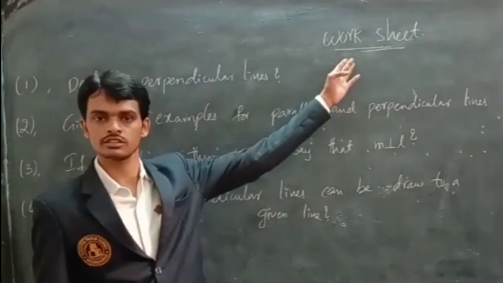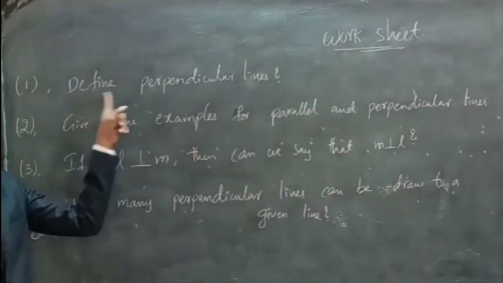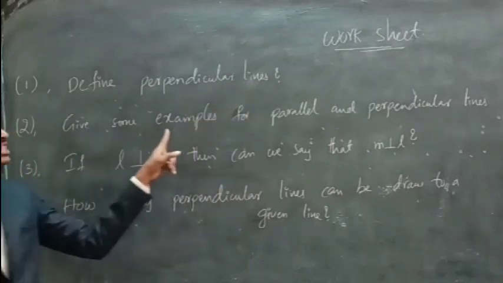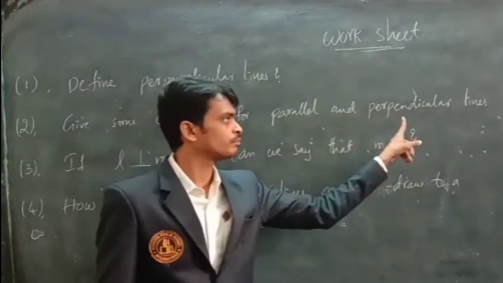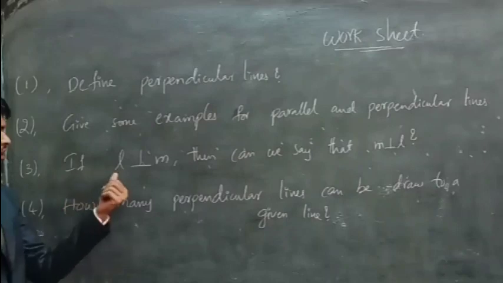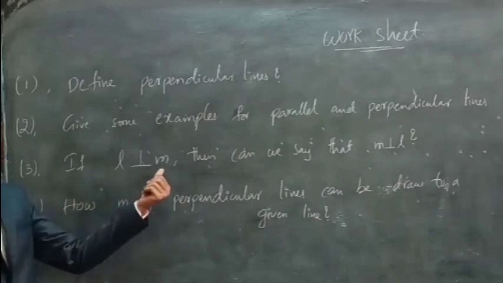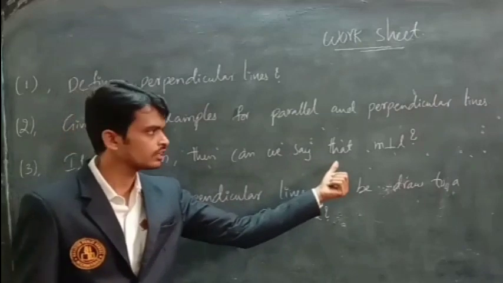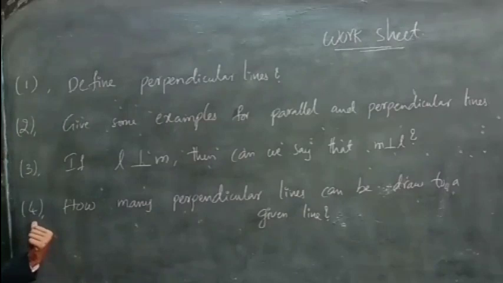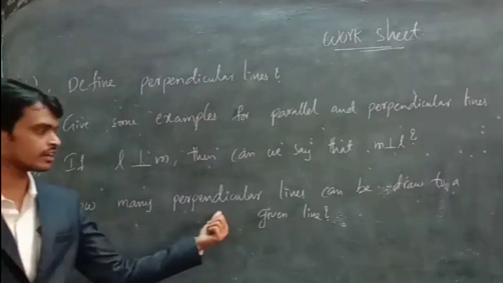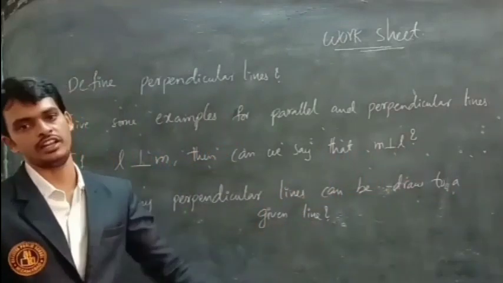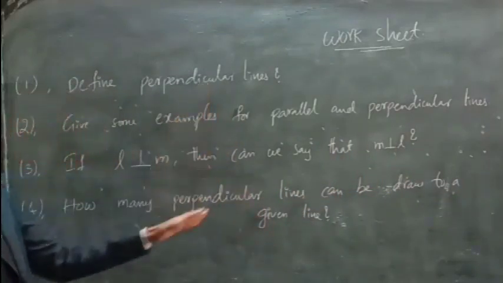This is a worksheet, children. First problem, define perpendicular lines. Second, give some examples for parallel and perpendicular lines. Third, if L is perpendicular to M, can we say that M is also perpendicular to L? Fourth, how many perpendicular lines can we draw to a given line? These are the homework problems for you.